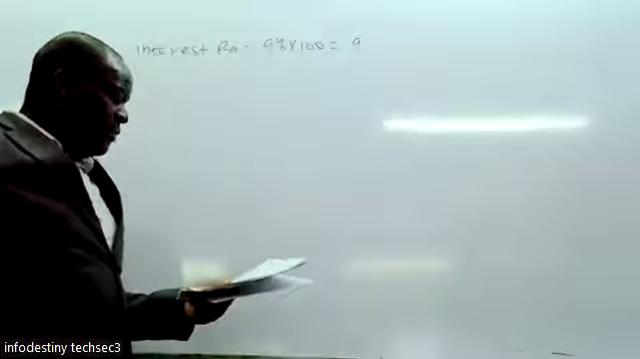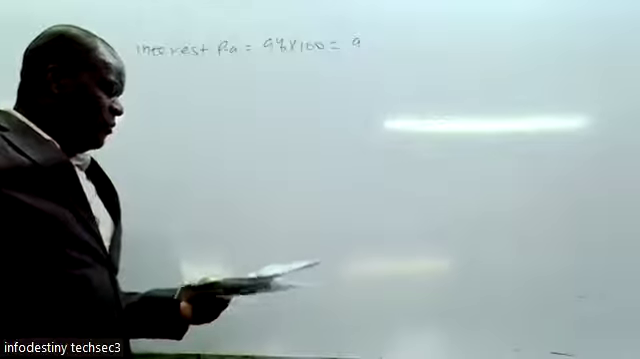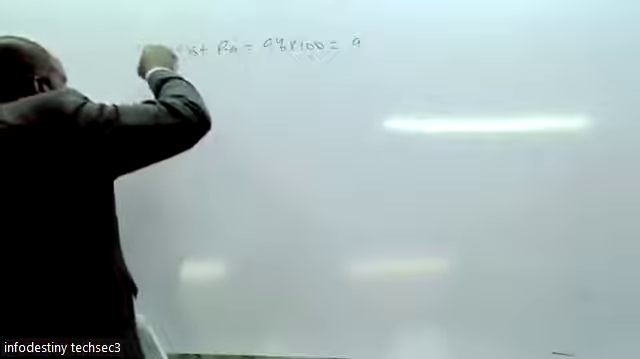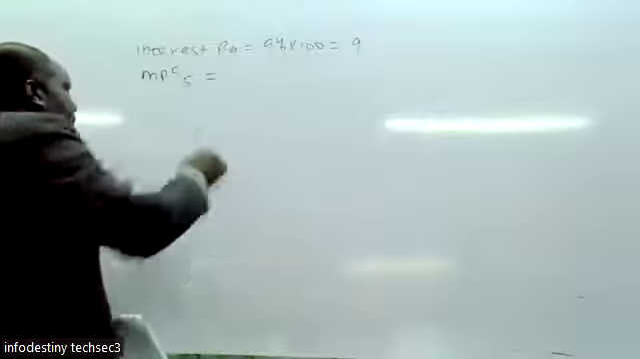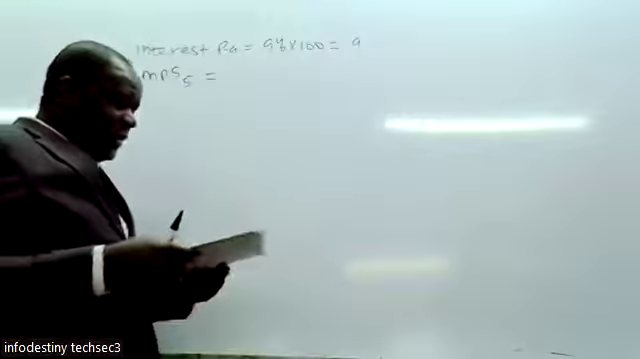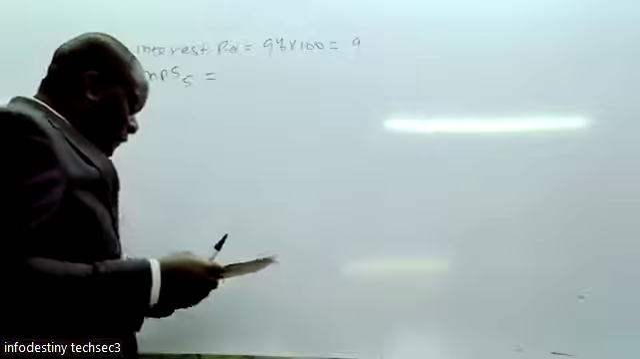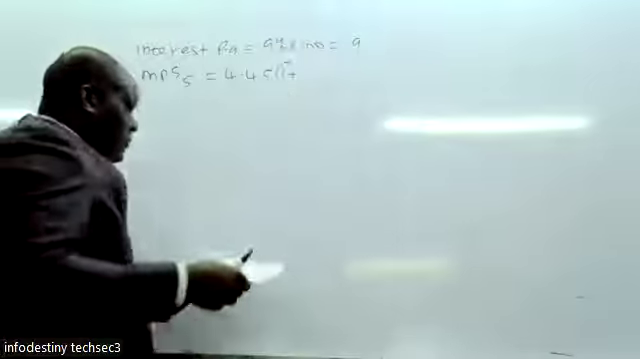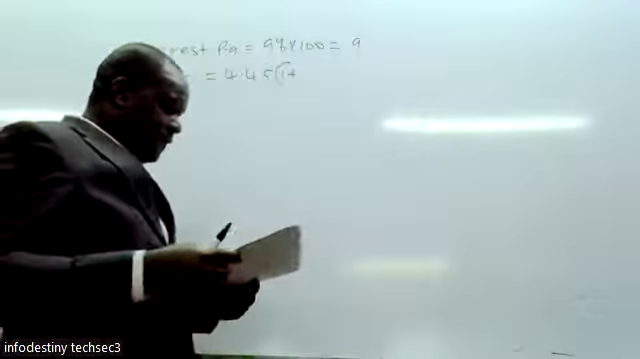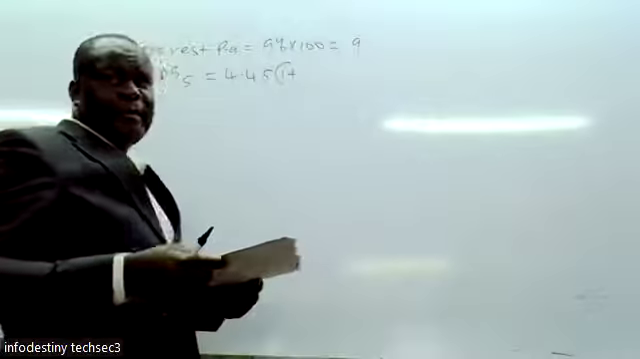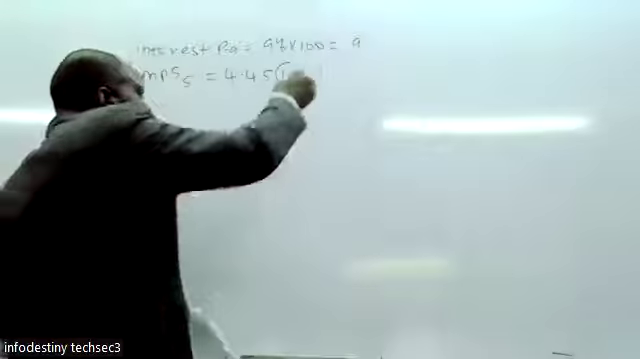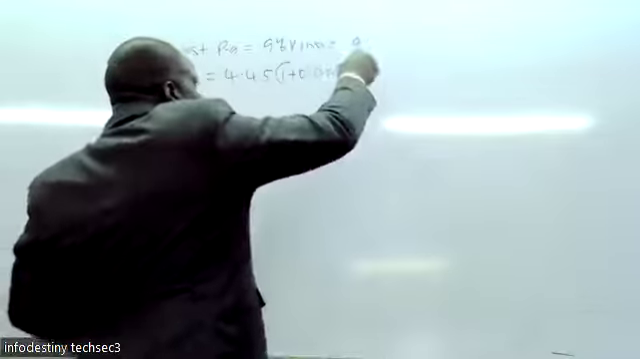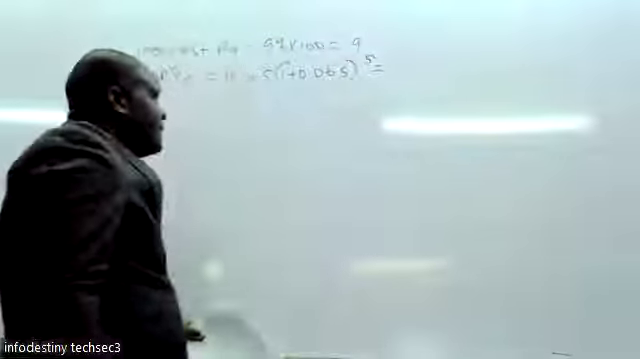Then the bond was converted into 20 ordinary shares. So we also get the market price per share in year 5. Currently the price is 4.45. It is growing at what percent? It is growing at 6.5%. You have seen the 6.5%. So that will be 0.065. Then it is 5 years.